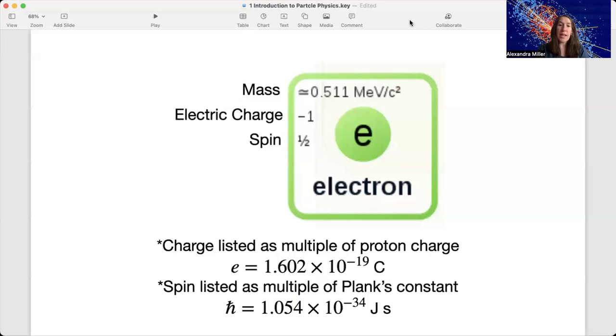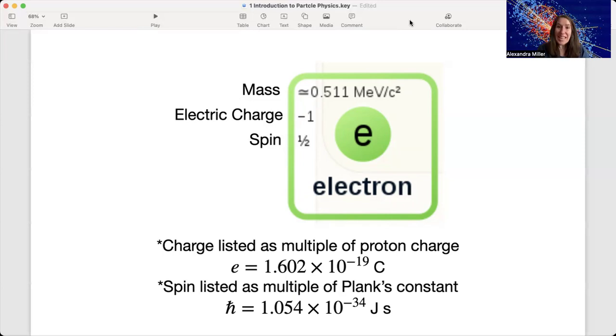It's important to note, you'll notice there are no units on our electric charge or our spin. That's because these are listed as a multiple of, for charge, the charge of the proton. And for spin, a multiple of Planck's constant h bar, and the values are given here below. So you'll notice e, which we often say is the fundamental charge, although quarks have a fraction of this charge. So whether it's fundamental or not is maybe up for debate.